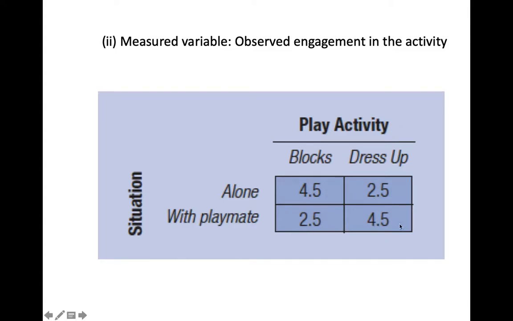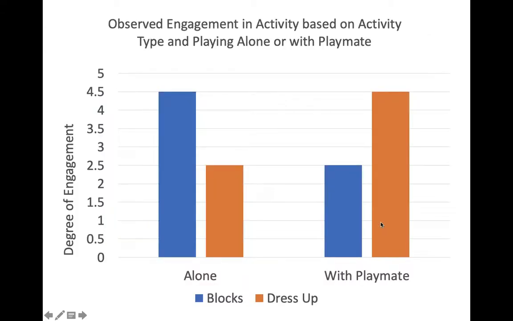However, you can see that the pattern reverses. With a playmate, engagement is 2.5 with blocks, but 4.5 with dress up. All right, so here's what that graph looks like, one of the ways to graph it. The bars are the activities, blocks versus dress up, and the two groupings are the situations, either alone or with playmate. Again, here too, we can see just visually that we're going to have an interaction because we have this reversal effect. Alone, blocks are more engaging than dress up, but with a playmate, dress up is more engaging than blocks.